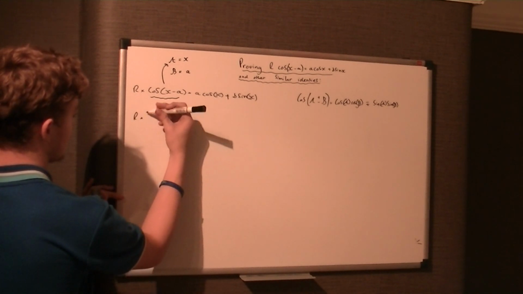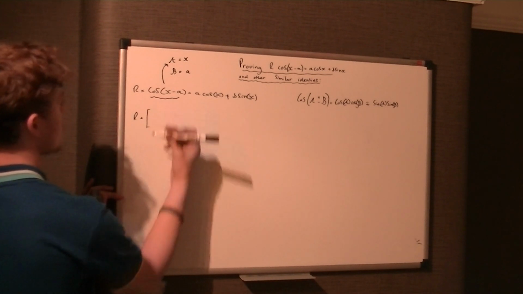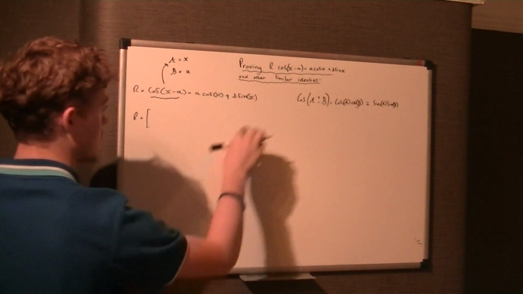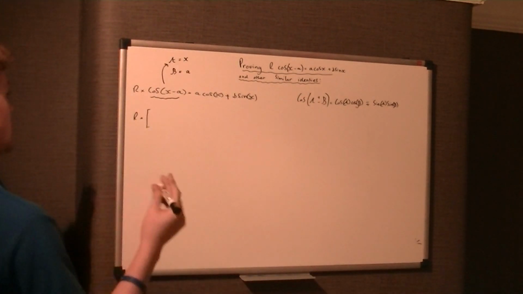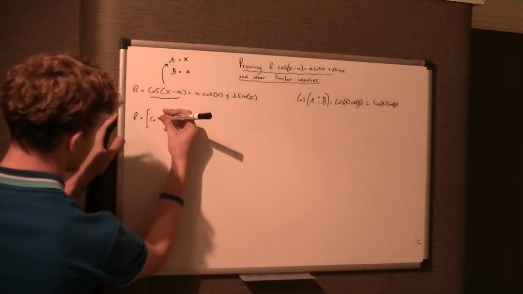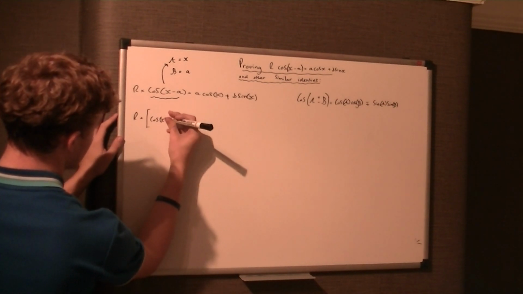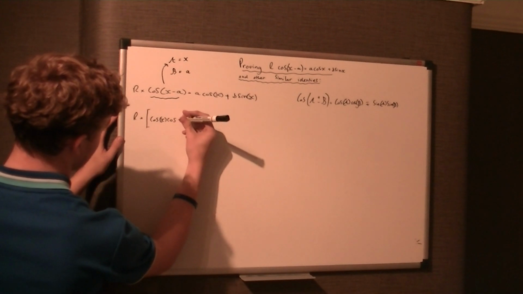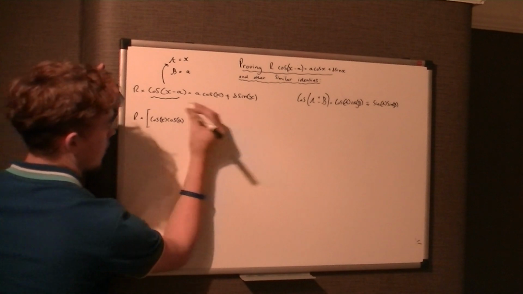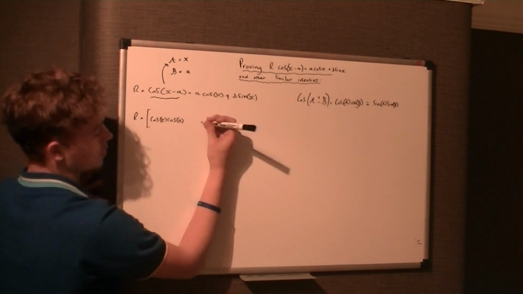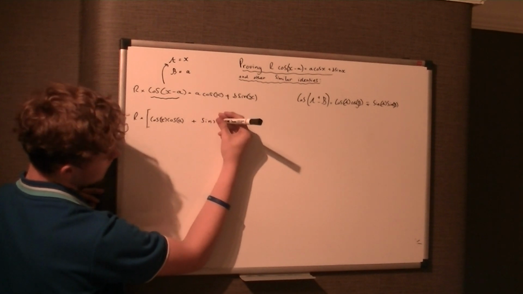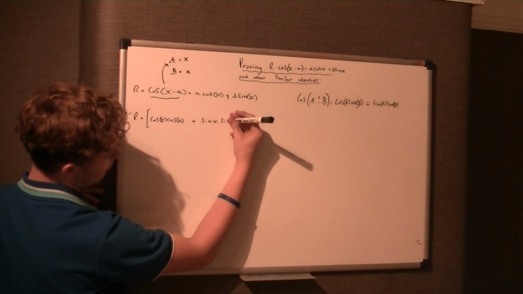Times. Now, I'm not going to write cos(A plus minus B), I'm just going to go straight to the second half of the formula, because that's what it's equal to and that's what we want. So, cos of A, which is X, so cos X cos A. Now this is a minus, we're going to make it plus. So it's plus sin X sin A.